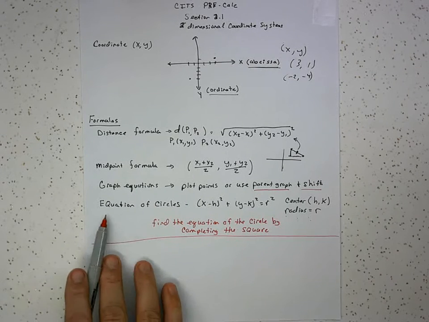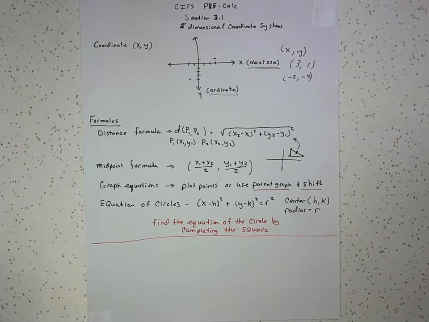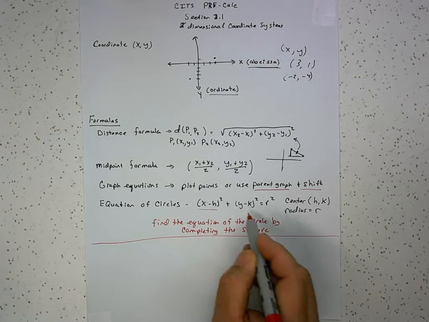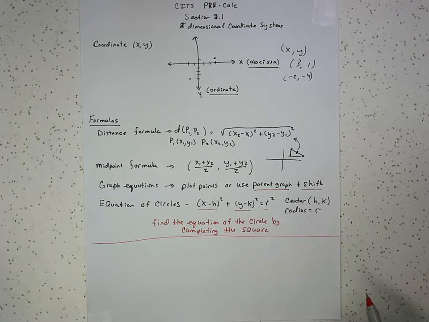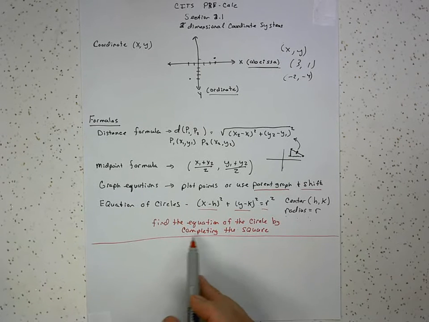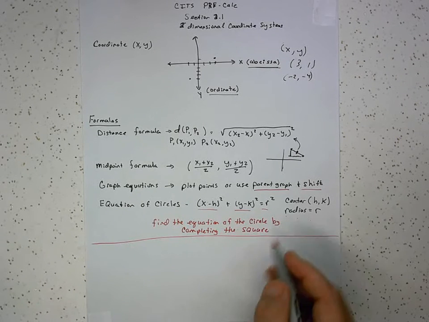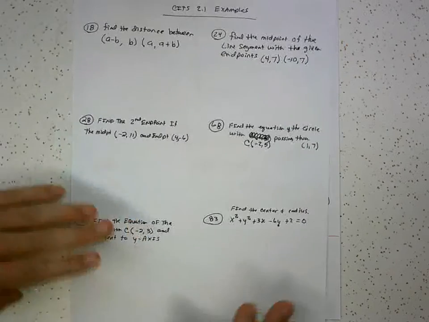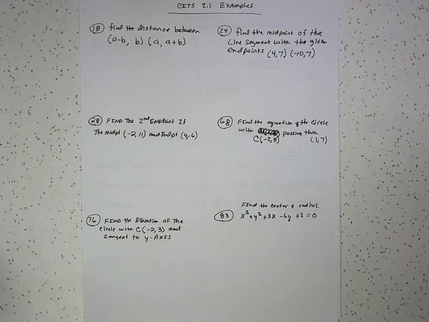Lastly, we have the equation of the circle. Our equation of the circle is (x - h)^2 + (y - k)^2 = r^2. We know our center is (h, k) and our radius is r. We find that equation of the circle by completing the square, usually twice. Mostly we do it 2 times, and we'll do an example of that also. So I'll get on to our examples here.